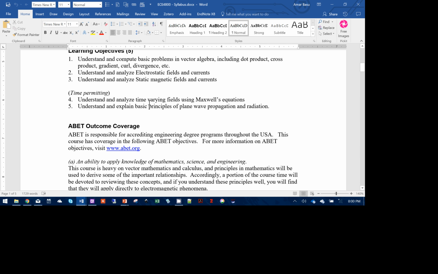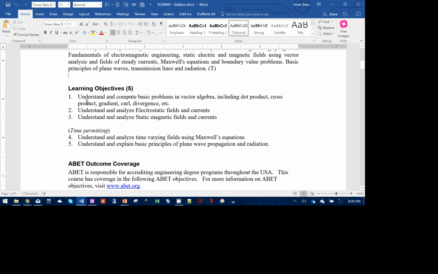Time permitting, we will get into time-varying magnetic fields and Maxwell's equations. And if we get even beyond that, we will get to plane wave propagation and radiation. I think most likely it will be these first 4 topics that I just mentioned.